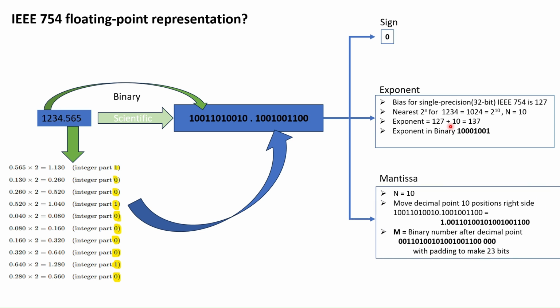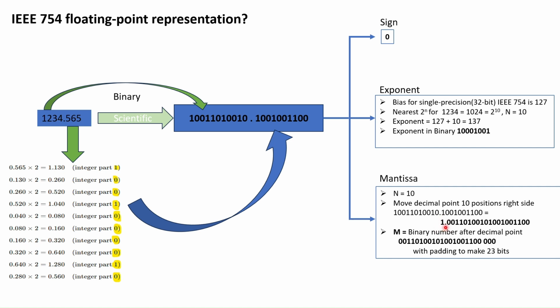Now we have to calculate the mantissa. For the mantissa, we already know that n is 10 in our case, and this is our binary scientific notation. Now what we have to do is move the decimal point 10 positions to the right, like this. Okay, so now this will come.